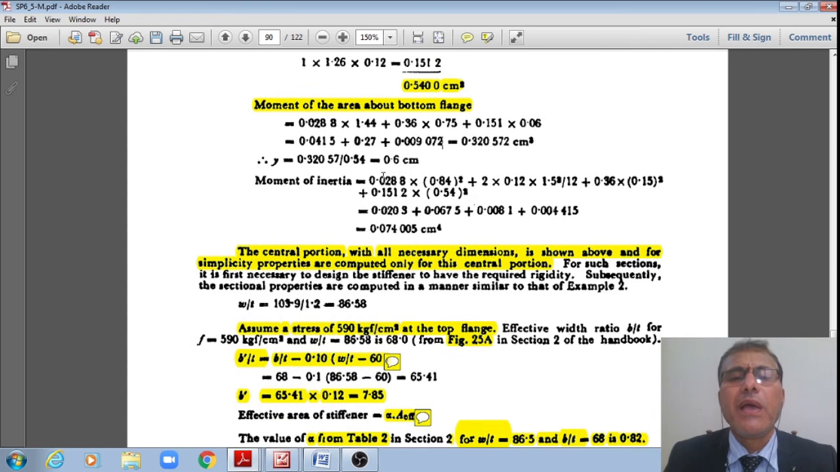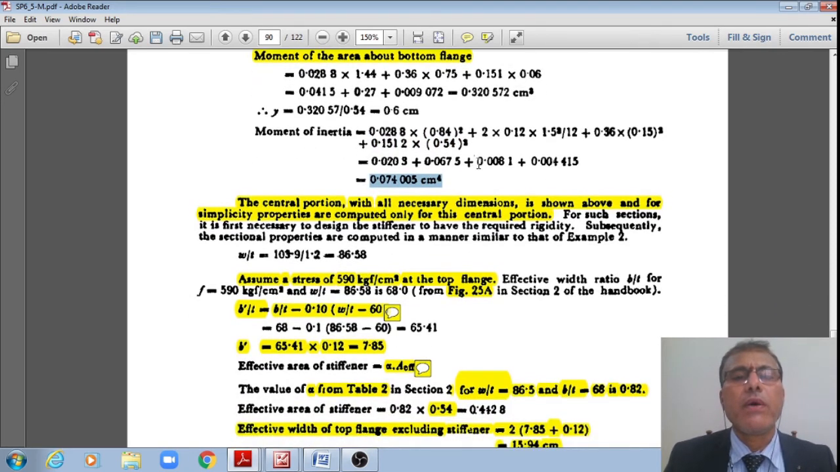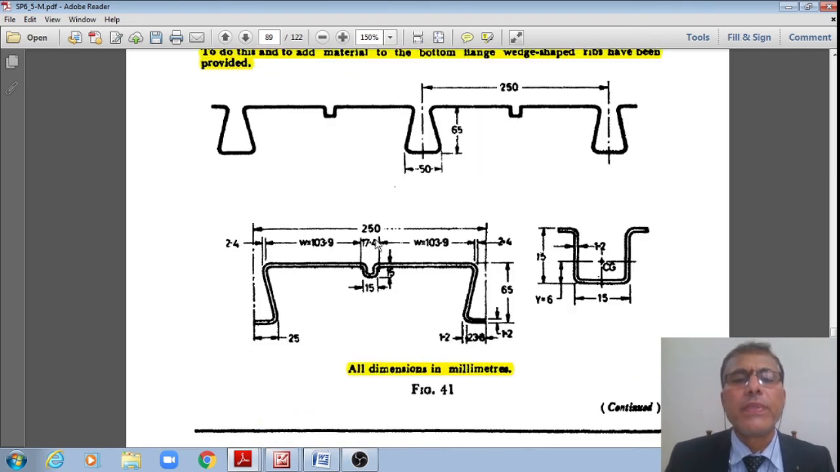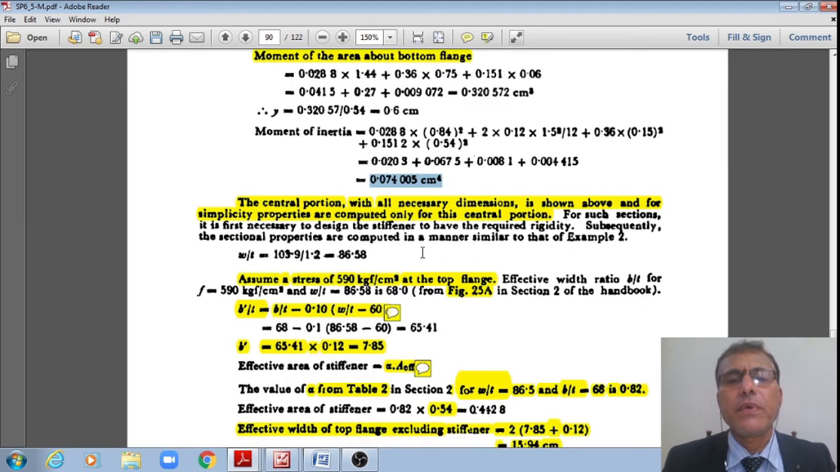Now you can calculate. I'll not go through this moment of inertia, student. You know how to calculate the moment of inertia. Now it works out, say, 0.074 centimeter to the power 4. Now next one, the central portion with all necessary dimensions is already shown in the figure, right? That is how you know how to calculate these dimensions, how we have arrived at 103.9. You can calculate, right? Therefore it's already shown in the figure.